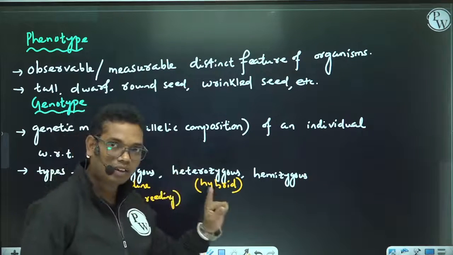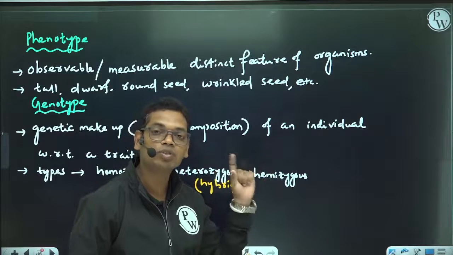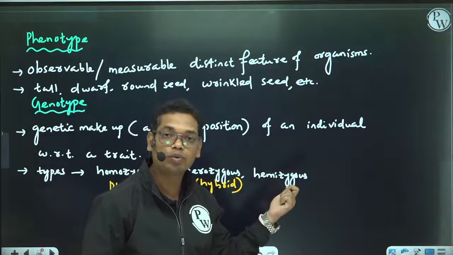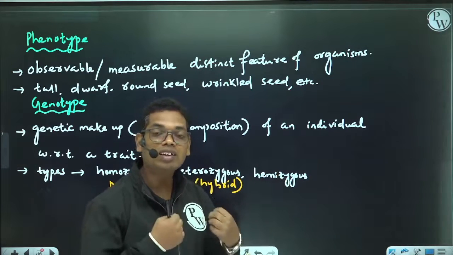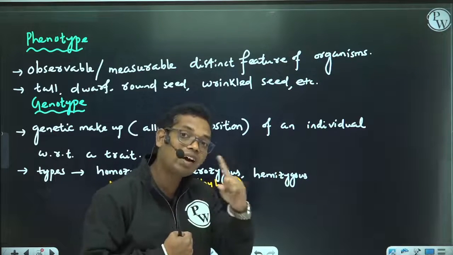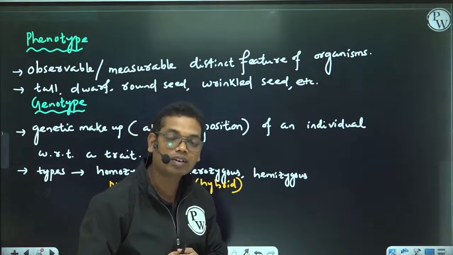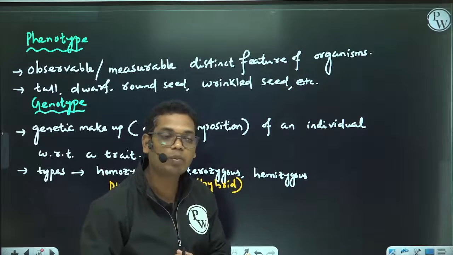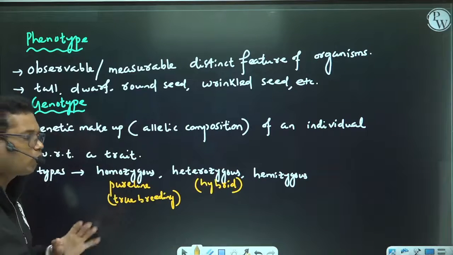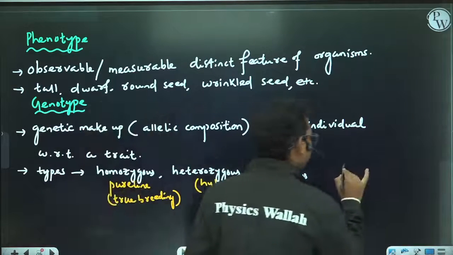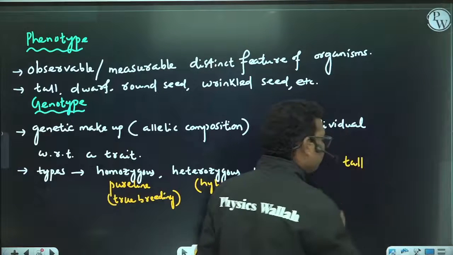So for that trait or that character, what will be the genotype? What will be the genetic makeup, or the allelic composition, of that individual for that trait or character? That allelic composition or genetic makeup is called the genotype. Let me give you one example. When I say tall plant, this is the phenotype.